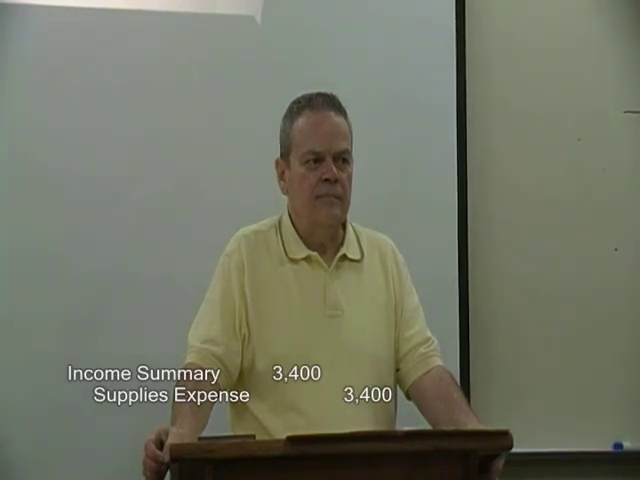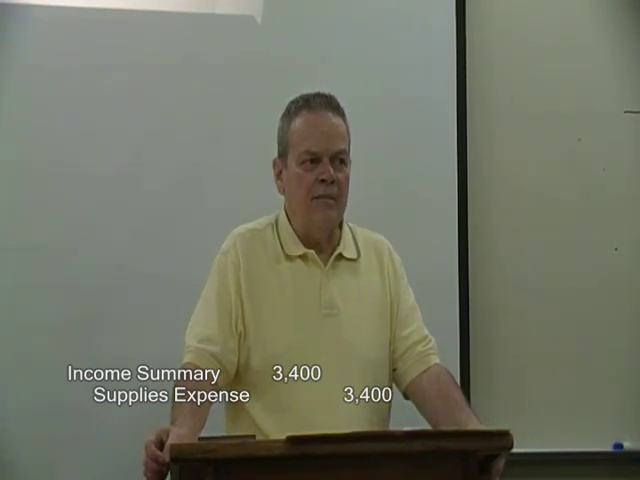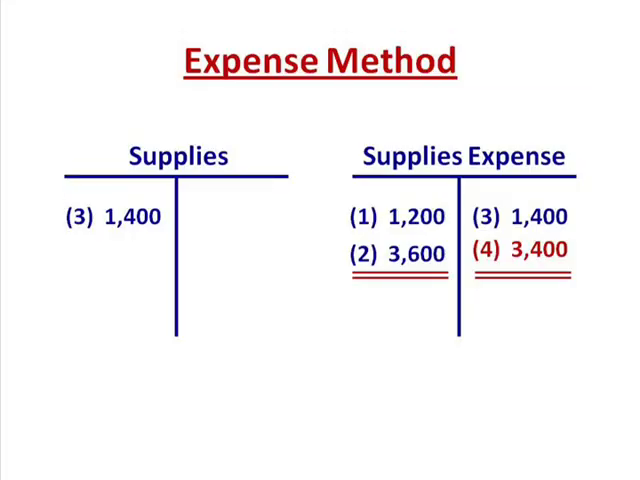If you're willing to make me this closing entry, would you hold up your hand and talk to me right this minute? Brian? You will credit supplies expense $3,400. And? Debit income summary $3,400. Debit income summary, credit supplies expense for $3,400 is correct. Have you posted mentally, Brian? Yes. The balance of supplies expense right this minute is? Zero.